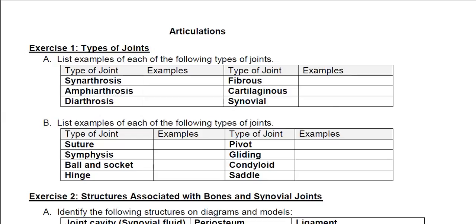So make sure you fill in those, but also make sure that for a lab exam, if I give you a joint in the body, that you know which categories these fall into, both the generic and then more specific down here.